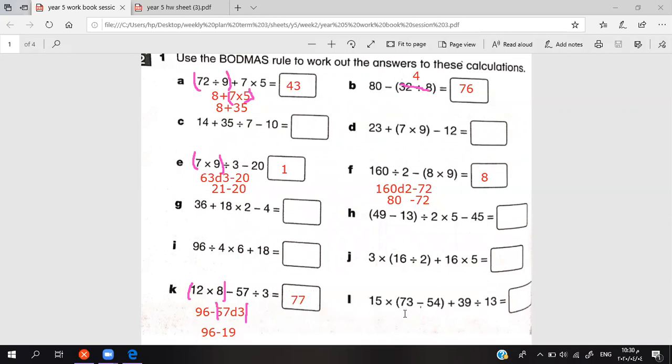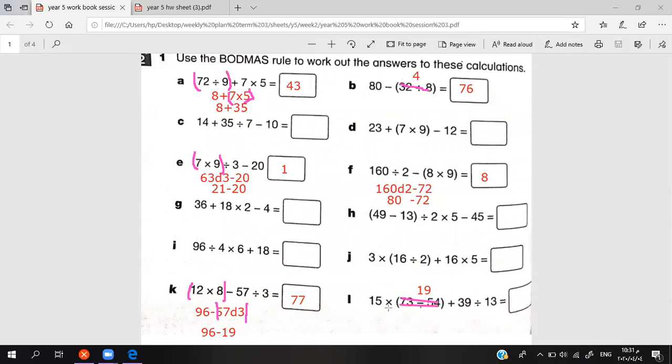As for number L, here I must definitely do the brackets first, even if what's inside it is subtraction. Remember, brackets first. So now 73 minus 54 is gonna give me a what? A 19. So I'm gonna write above it 19, and I just cross it.